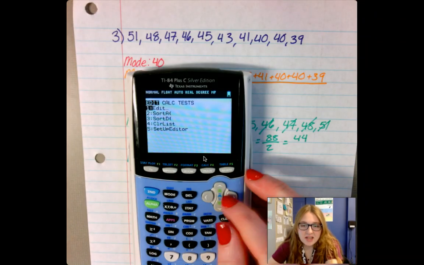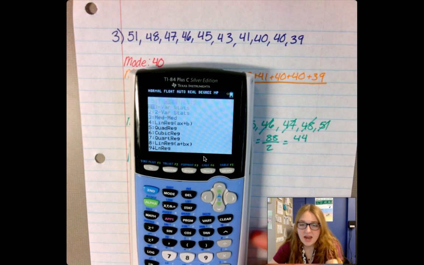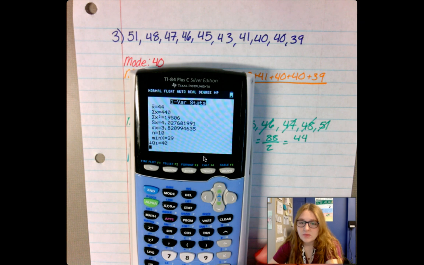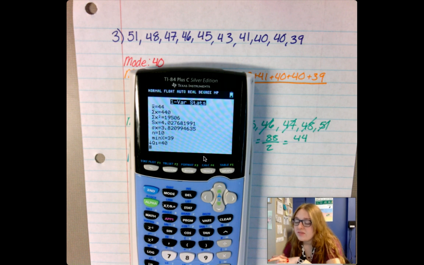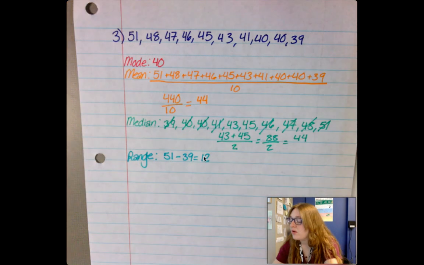I hit stat once again. I scroll over to calc, hit enter, enter, enter, enter. And we see our mean was correct at 44. Again, a great way to indicate if you're getting this right on the quiz. And then our standard deviation is 3.8, which I will round up to 4.